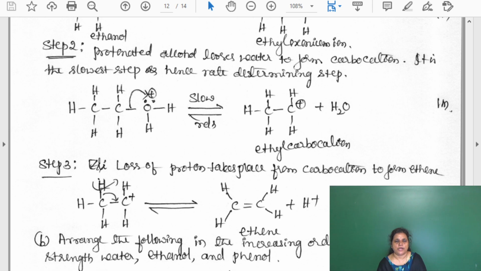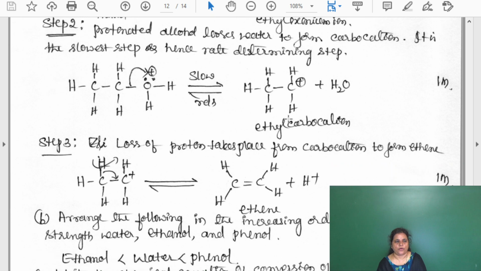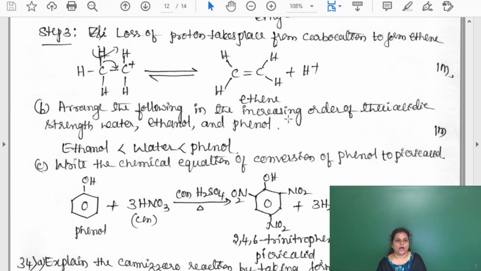And it gives an ethyl carbocation. What is the third step? The loss of proton takes place from ethyl carbocation. The proton is lost, the bond shifts, and you will get ethene with the formation of H+. So these are the 3 steps involved in the mechanism. Each step carries 1 mark. So you need to show the direction properly.